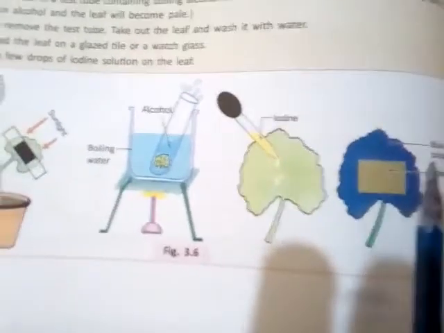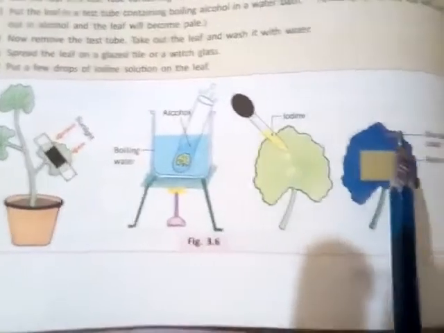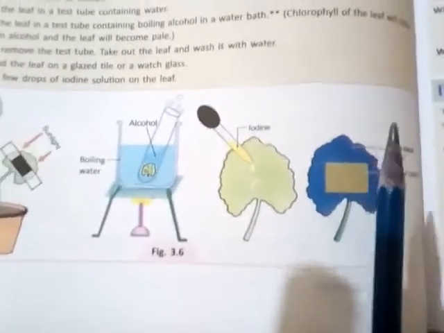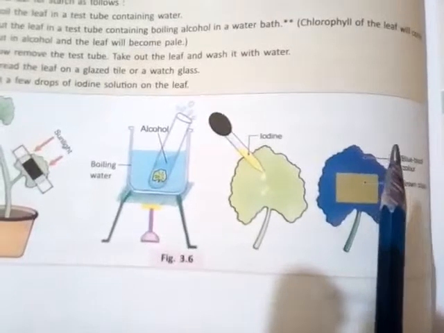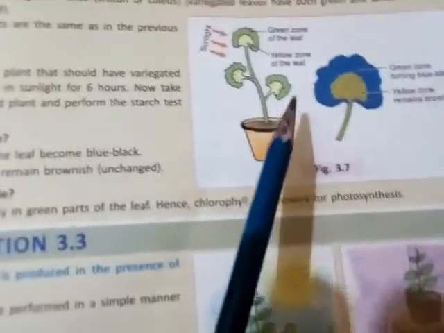So that means in the photosynthesis process, sunlight is a very important part, otherwise the starch will not be formed. So there is another important investigation, or experiment. The same experiment has been carried forward here.